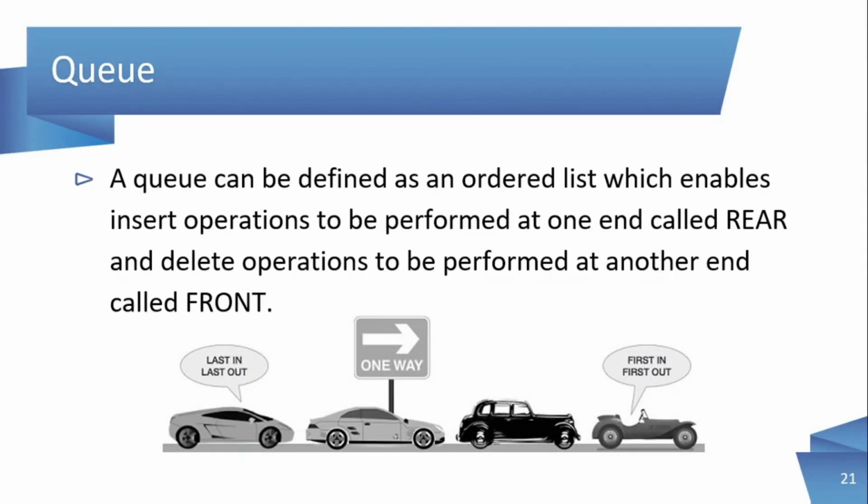Queue. A queue can be defined as an ordered list which enables insert operations to be performed at one end called rear and delete operations to be performed at another end called front. Queue is an abstract data structure somewhat similar to stacks. Unlike stacks, a queue is open at both its ends. One end is always used to insert data, or enqueue, and the other is used to remove data, or dequeue. Queue follows first in first out methodology. That is, the data item stored first will be accessed first.